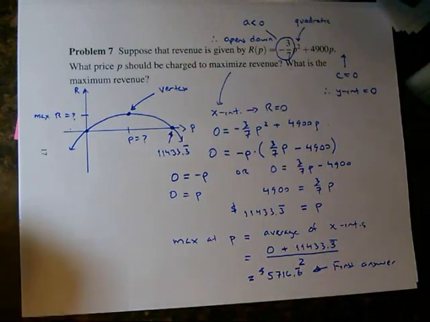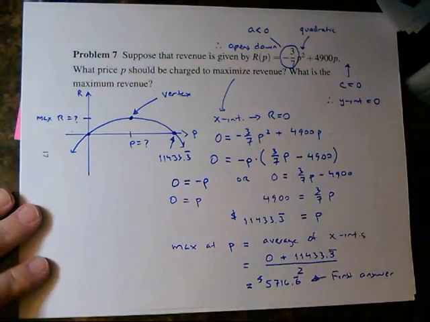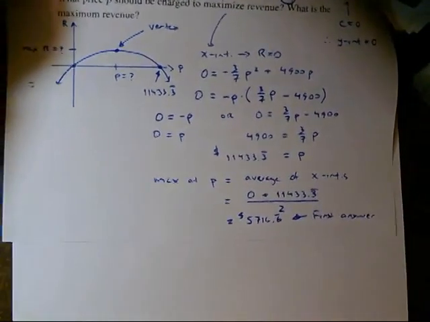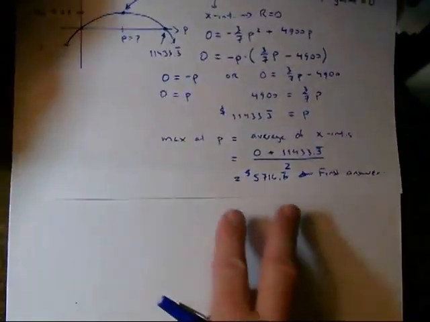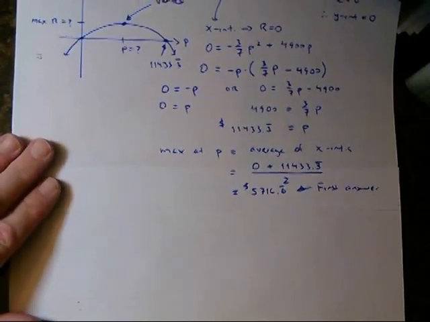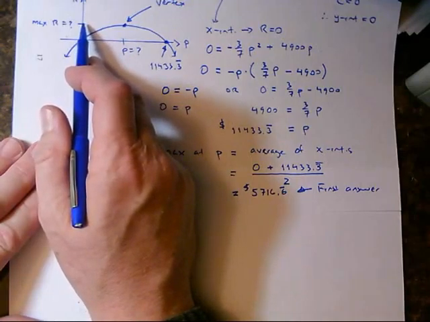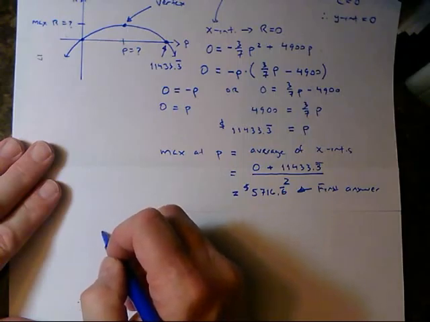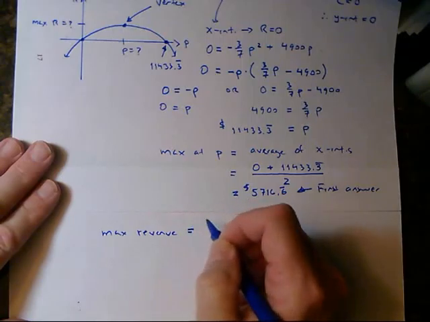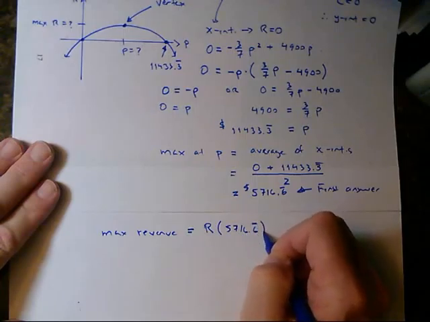Now, we need to answer the rest of the question. In other words, what is the second question? And I think that if I take a little bit of paper down here and continue, I can do that. So, for the second question, I need to know what this R is. Well, the way you get the R is to use the function. So, the max revenue will be R of 5716.6, 6 repeating.